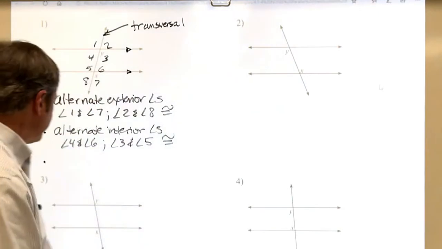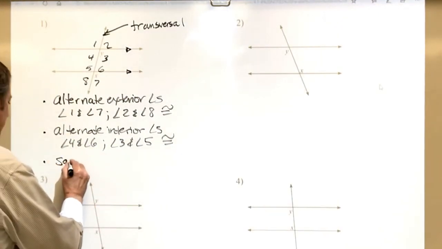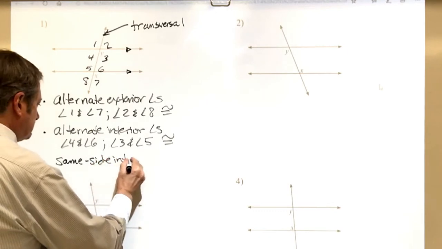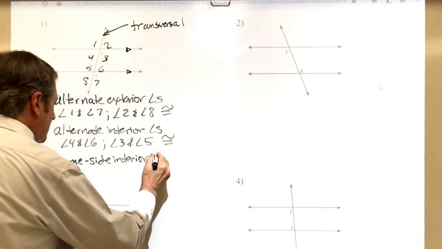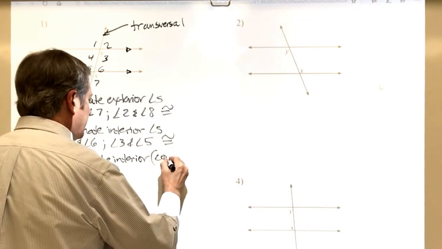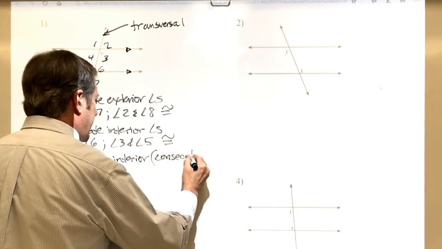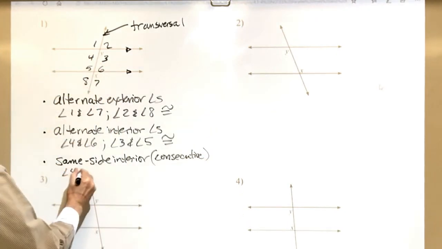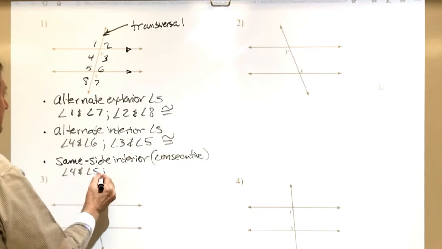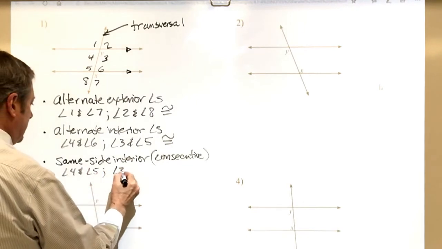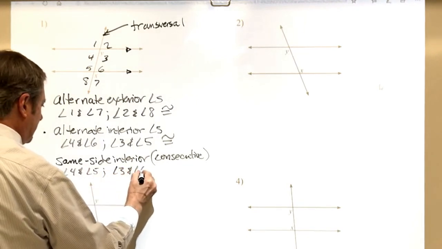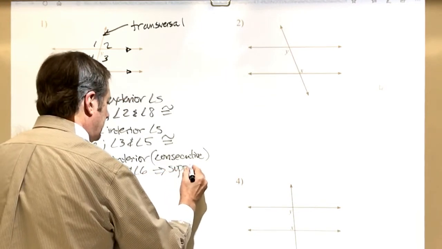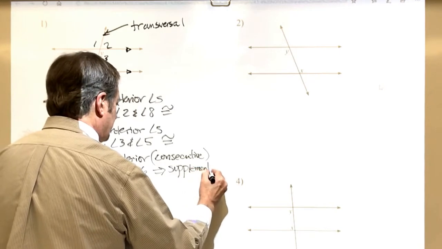They're supplementary. So same side interior, or sometimes they're called consecutive. It's one after the other. And that would be angles 4 and 5 and angles 3 and 6. And they are supplementary. They add up to be 180.